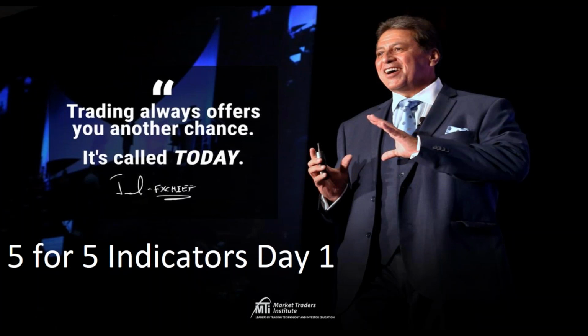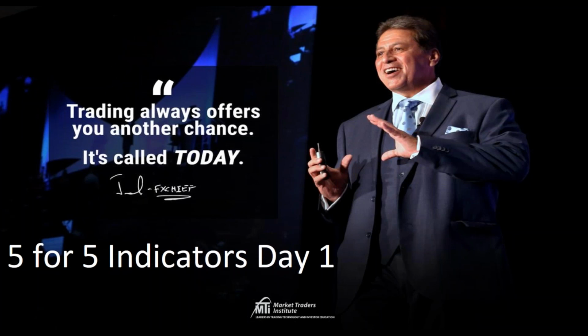The current time is just after 8 a.m. Eastern Time. Today's date is September the 18th, 2017, making today a Monday. Welcome to day one of our 5 for 5 indicators. Now, we hosted our 5 for 5 live session, I believe it was in July, just a couple months ago, where we discussed how to generate 500 pips utilizing technical analysis.